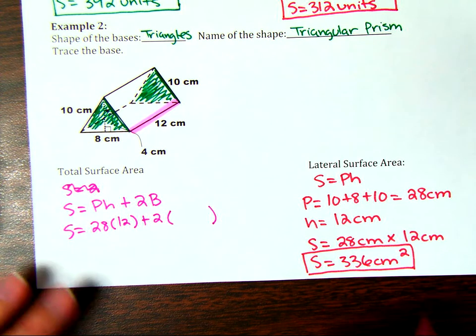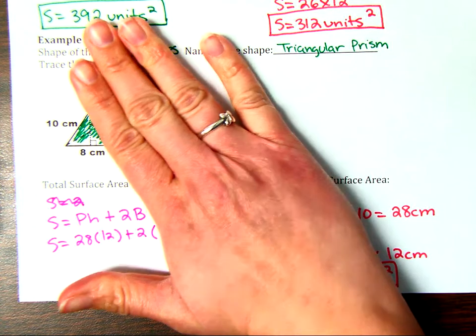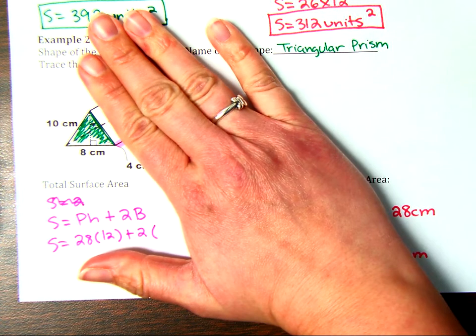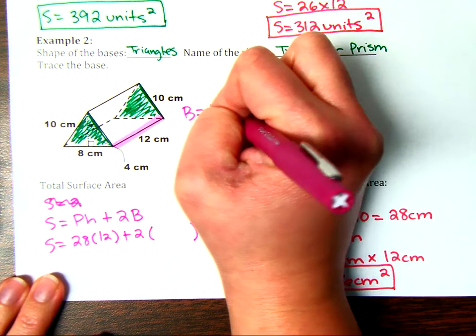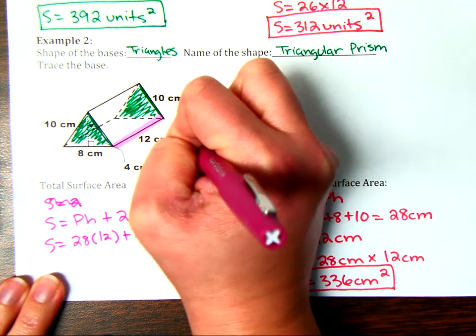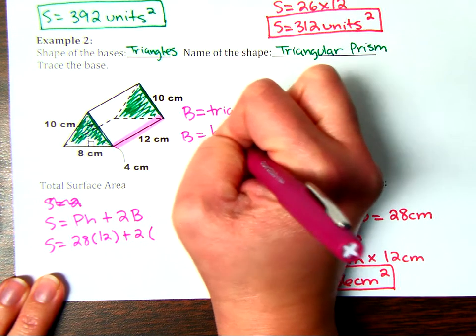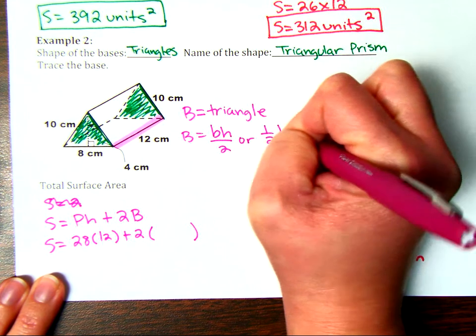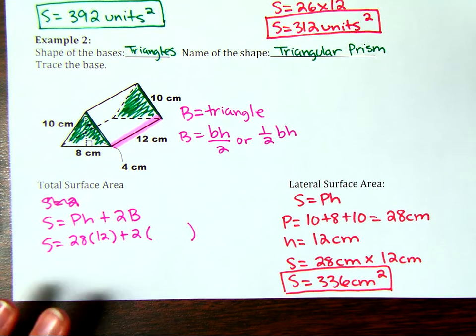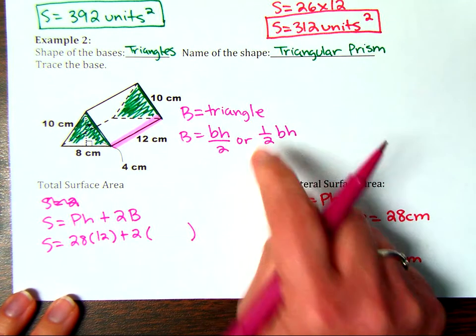So I'm going to do my work up here. The big B, that big B is the area of the base. First, identify the shape, which we already did, was a triangle. Now we start with the area formula for a triangle. Base times height divided by 2, or you'll see on your math chart 1/2 base times height. Whichever one works best for you, they both mean the same thing. I personally like this one, so I don't have to deal with multiplying with fractions.